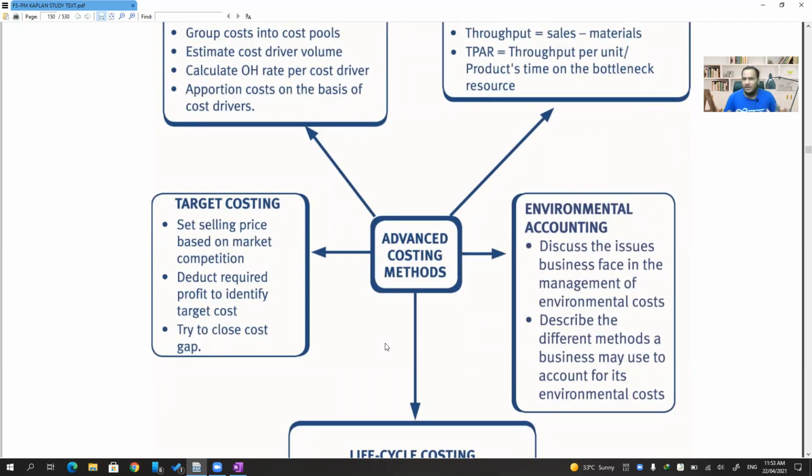Numerical problems will not be tested. Hardly they'll test you in one MCQ. Maybe one MCQ can pop out of environmental costing if you are lucky. If you are lucky, you will get one question from environmental costing. That's maximum. So whenever you are calculating cost per unit, whenever you are doing the cost calculations, you need to understand that there are certain environmental factors that you need to consider.